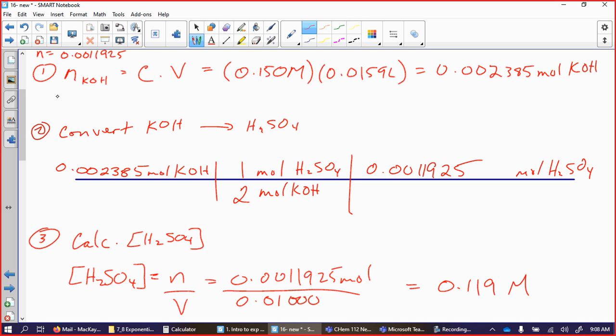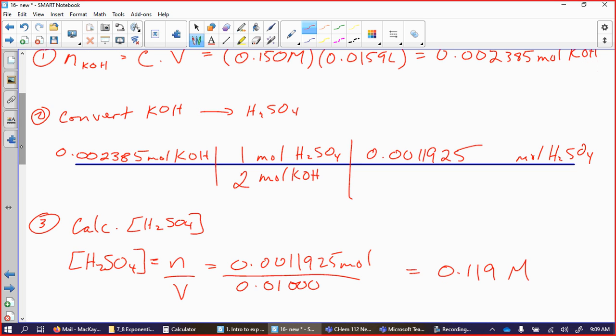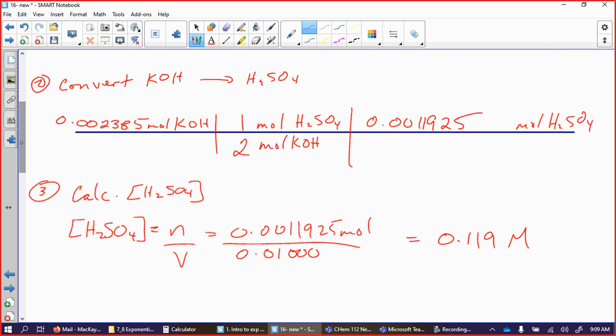If we went back to chapter 12 when we did gravimetric stoichiometry, that very first example was calculate the moles of the first thing based on mass, convert, and then calculate the mass from the moles. It's the same even though we're doing this sort of thing.